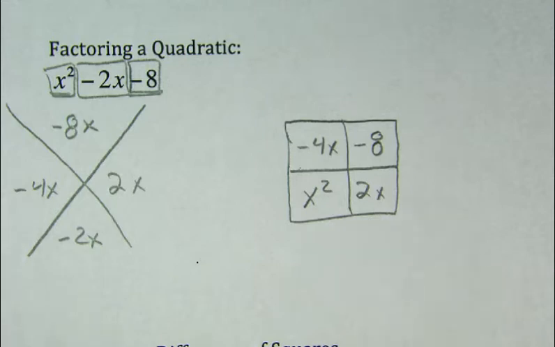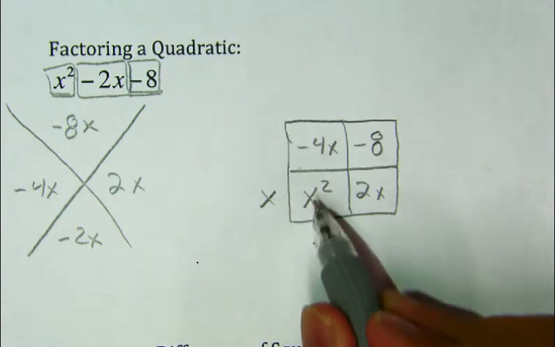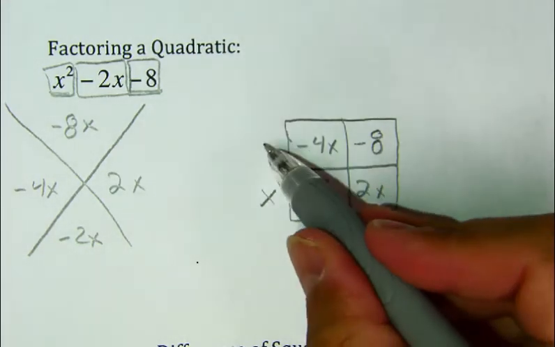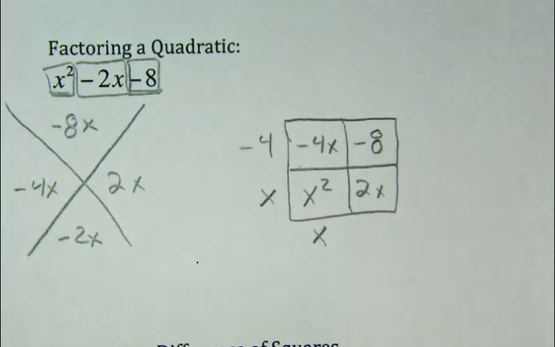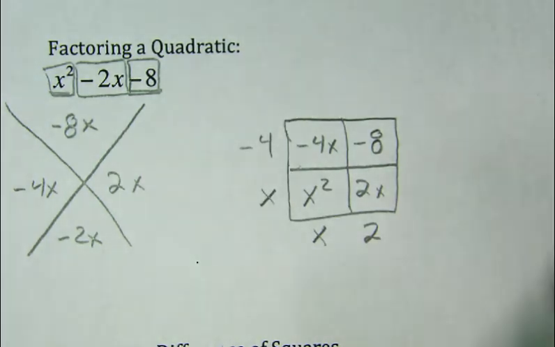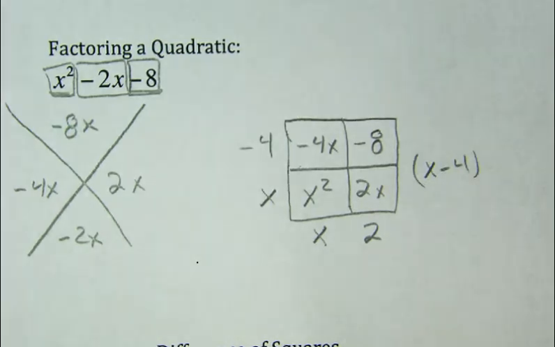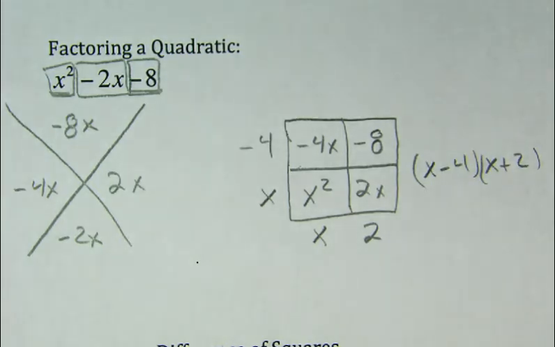Now I'm going to label the outside of my generic rectangle so that when I multiply these two terms together, it gives me the term in the box. So x times x gives me x squared. If I want to find this term, that'll be x times negative 4 will give me negative 4x, and x times 2 gives me 2x. So this is going to be one of my factors, and this is going to be the other factor. So my answer is going to look like this. (x minus 4) times (x plus 2), and that's going to be this quadratic in factored form.